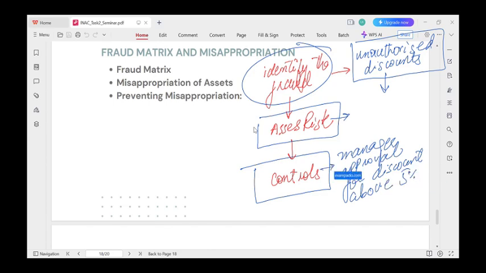Okay, so we identified a potential risk, we assessed it, and we realized, okay, this is something notable. We cannot ignore it. We have to put a control in place. So we place a control, and we require manager approval for discounts over 5%. Let me see if I can find a scenario and we can discuss that.